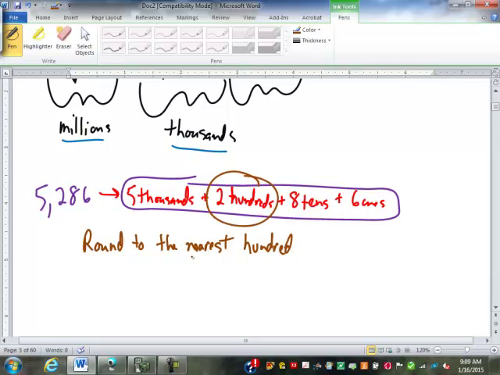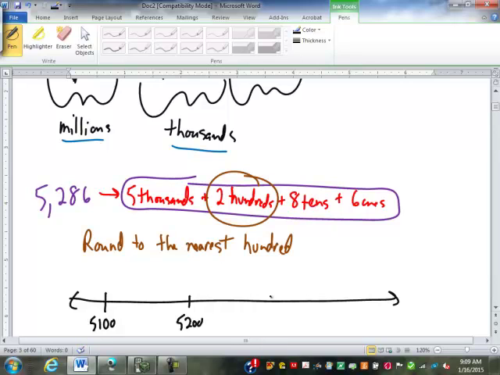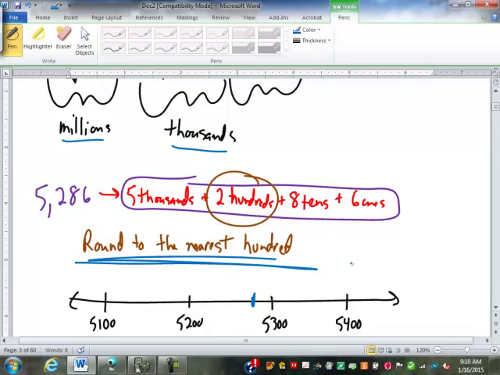Well, there's the hundreds digit. We all know how to round, but what it technically means is that we're looking at a number line that's labeled in hundreds. This might be 5,100, 5,200, 5,300, 5,400, and so on. And it's asking us to find that number, 5,286, which would be somewhere in here. And physically, which one is it nearest to? Well, it's nearest to the 5,300. So that would round to 5,300, to the nearest 100.